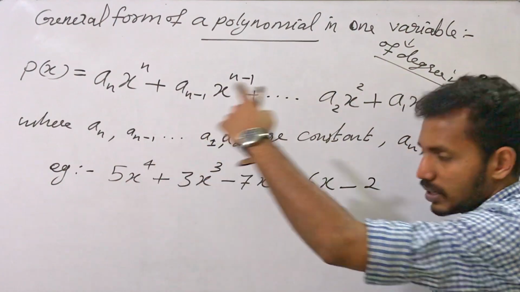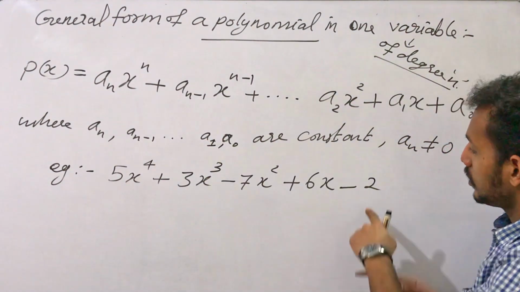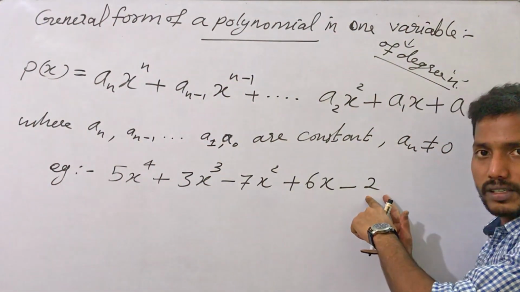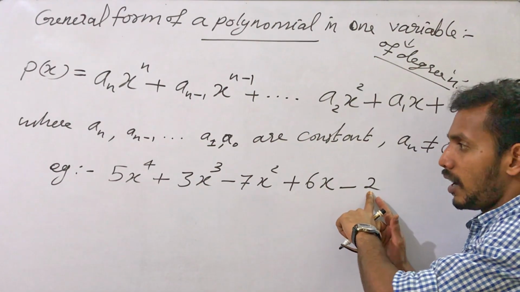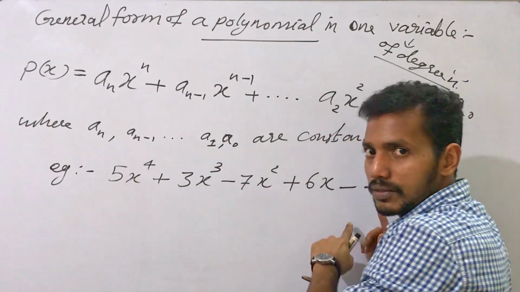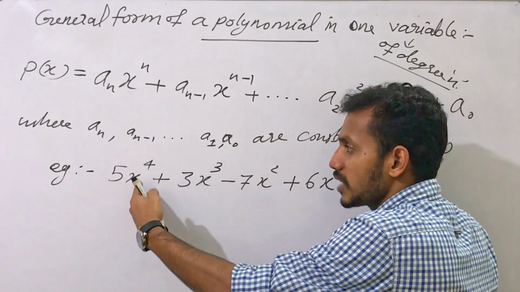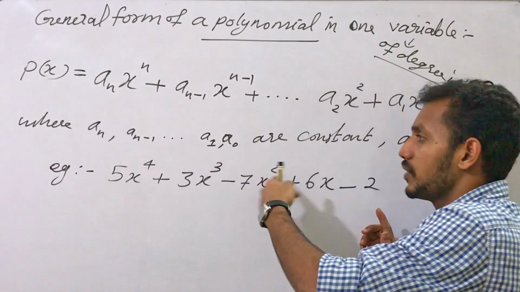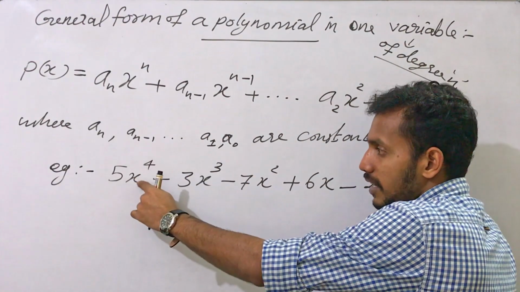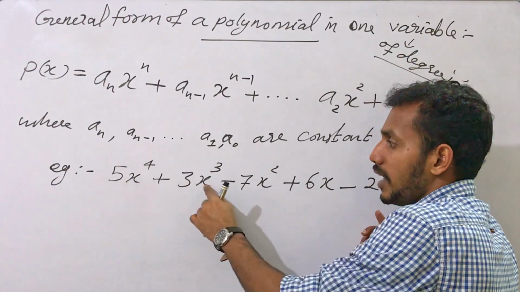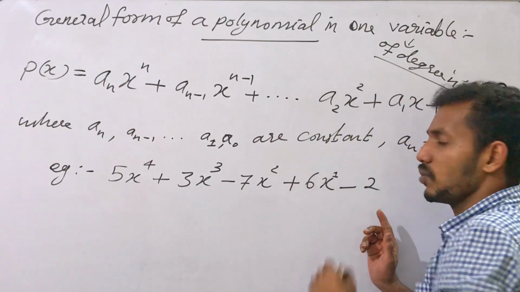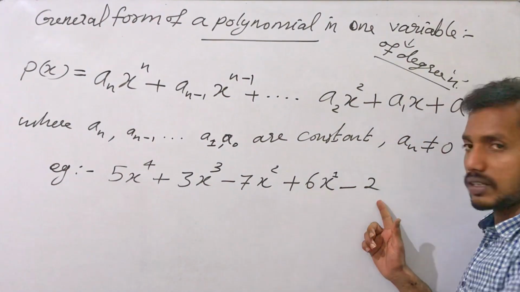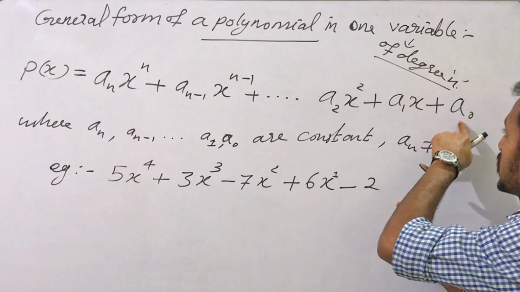This is the polynomial, and here the last term is constant. When we write the polynomial in standard form, we need to write the terms according to the decreasing order of its power. Here it is x raised to 4, x raised to cube, x square, and x raised to 1. X means x raised to 1. Then finally the constant. That constant means there is no x value.